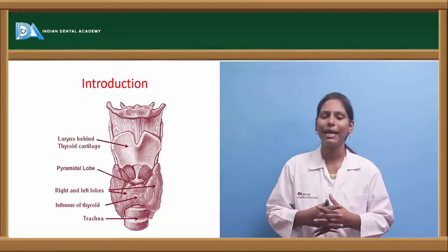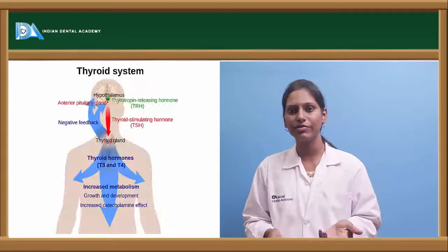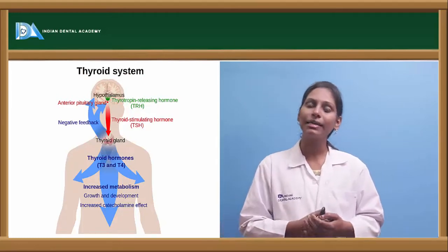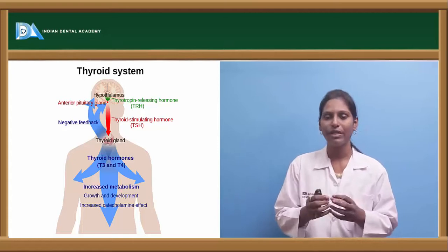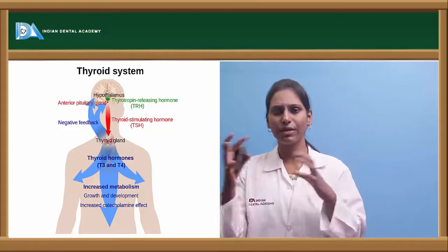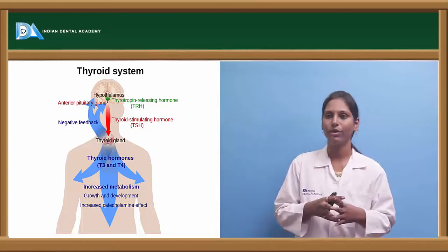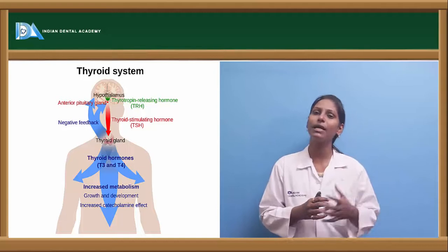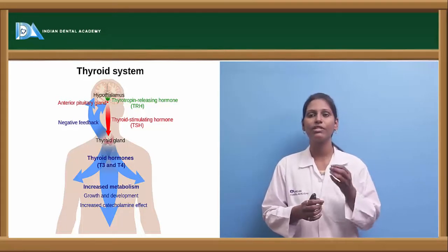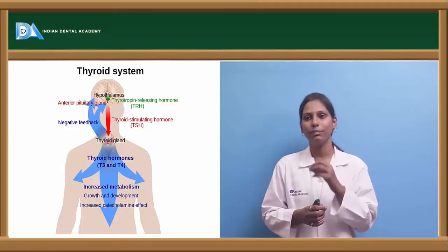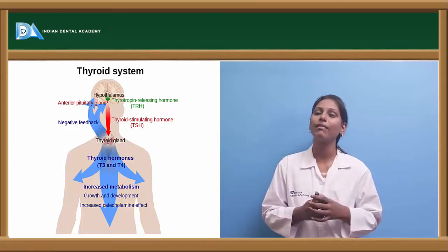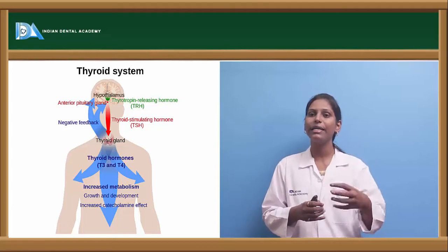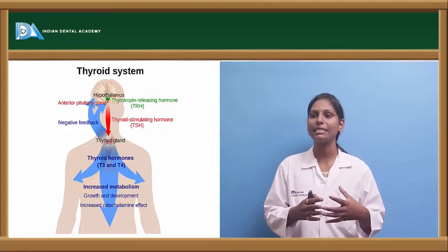So not going much into the anatomy, as we all know, the principal hormone secreted by the thyroid gland is thyroxine, and it is made up of iodide. Iodide is the most common ingredient of this thyroxine hormone. And we have the thyroid system. How it works is, from the hypothalamus we have thyrotrophin releasing hormone which stimulates the pituitary. In the pituitary we have thyroid stimulating hormone which acts on the thyroid gland, leading to the release of thyroxine hormones, that is T3 and T4.